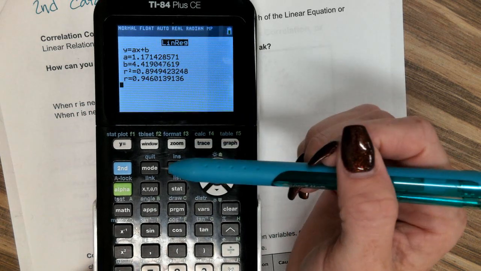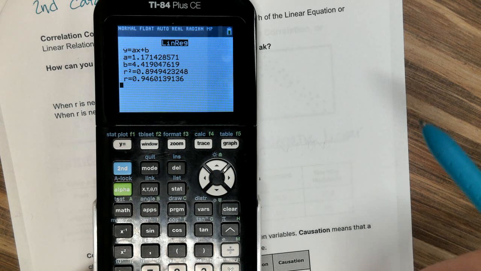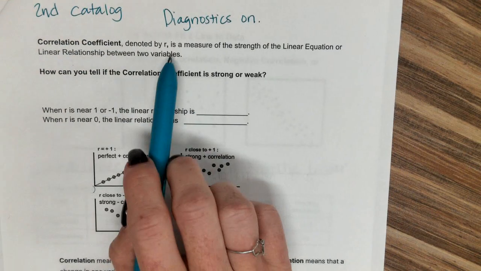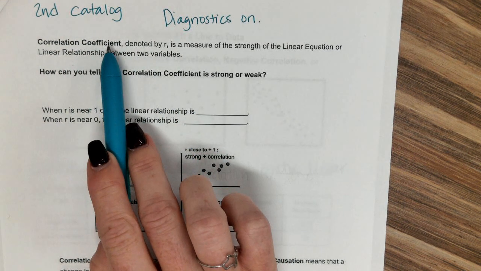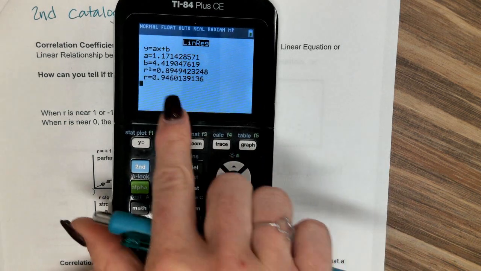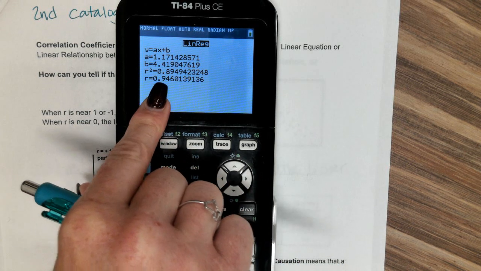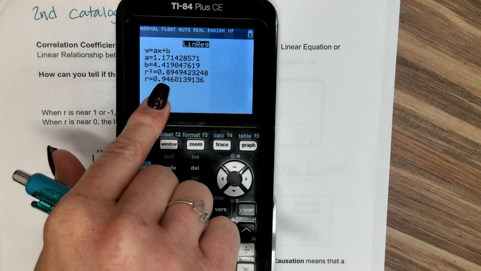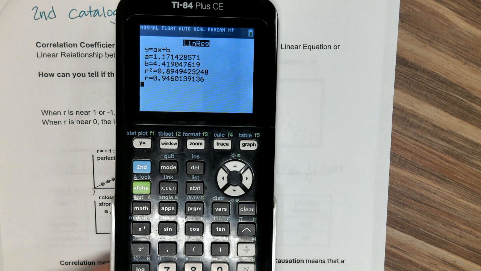Don't look at the R squared. I don't even know what that is. I only know the R. The R is the correlation coefficient. If the R is really, really close to the number 1, so do y'all see how this is like 0.94? That's really close to 1, like 100%.